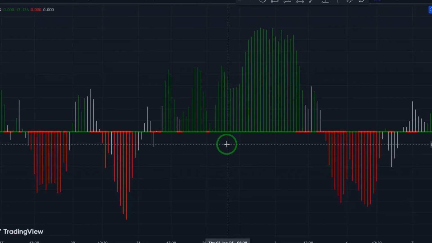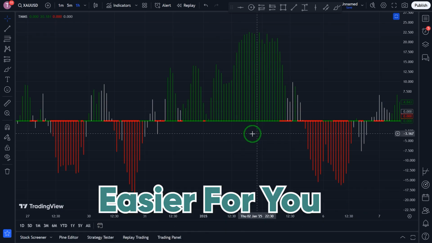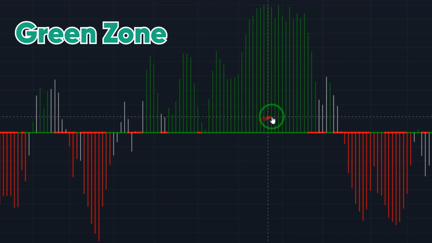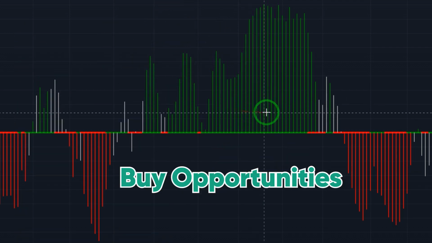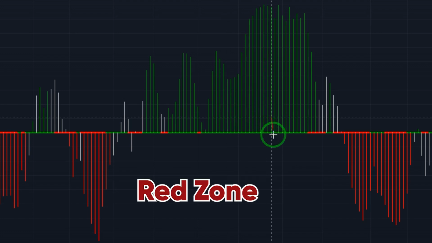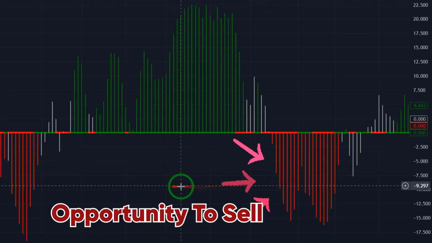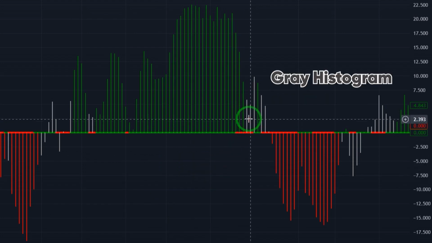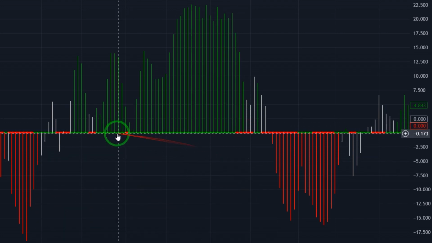The main goal of this indicator is to make the decision-making process in trading easier for you. This indicator has different sections. Green zone, bullish. When the indicator enters this zone, it indicates buy opportunities. Red zone, bearish. This zone indicates the start of a downtrend and an opportunity to sell. Gray histogram. If the histogram is gray, there is no signal from the market, and it's recommended not to trade in this situation.